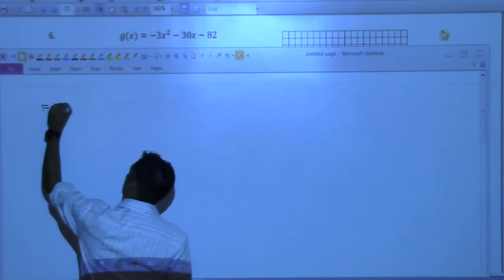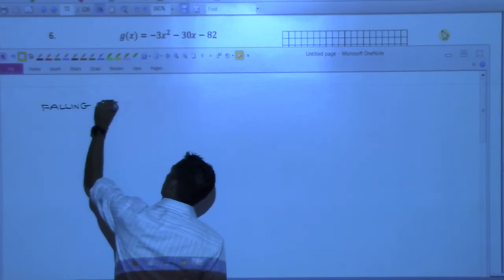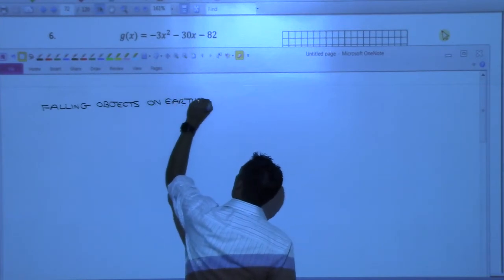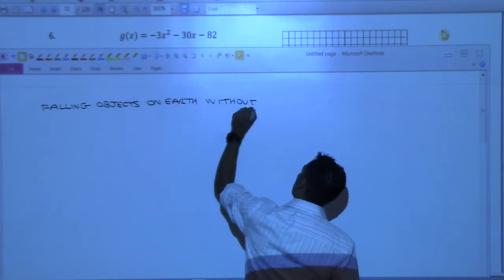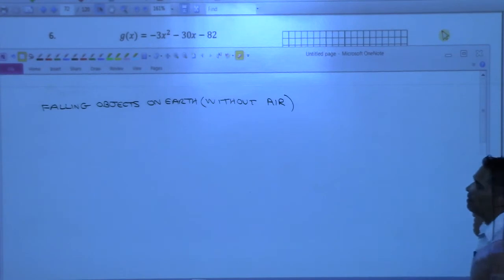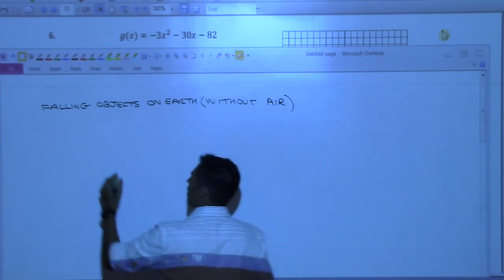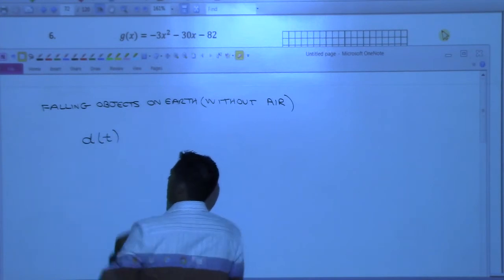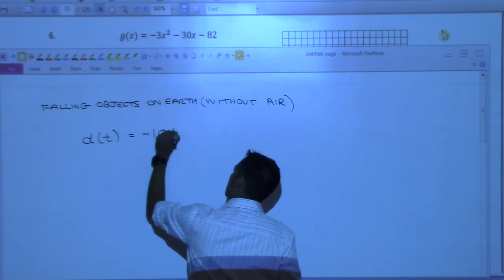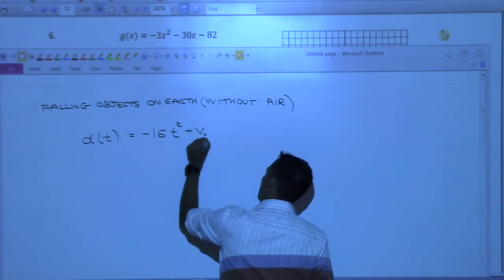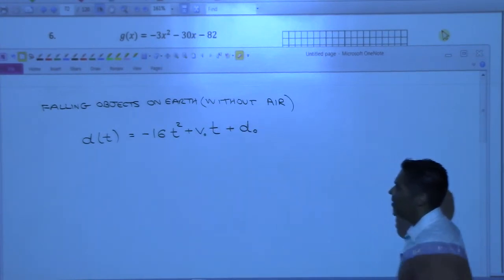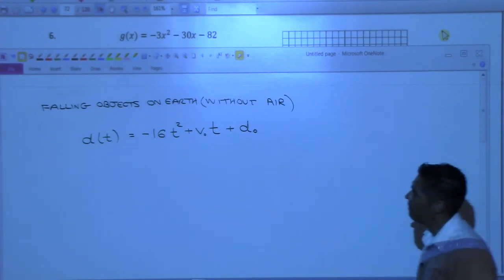Okay. Falling objects on Earth without air. So I put this formula up here earlier. D of t, so that's like f of x. Okay, that's the same thing. D of t equals negative 16 t squared plus v naught t plus d naught. So now I will explain what everything here represents.